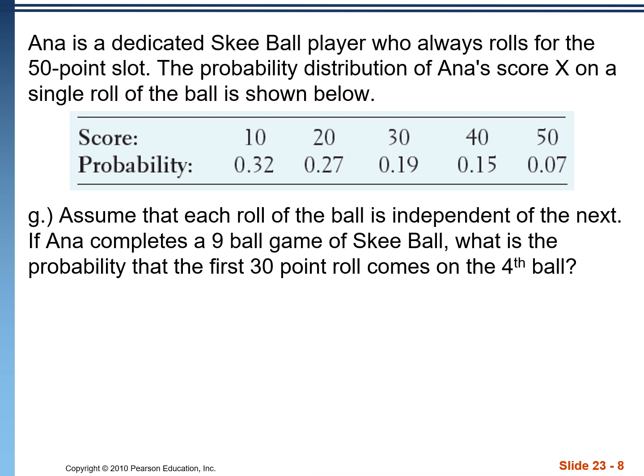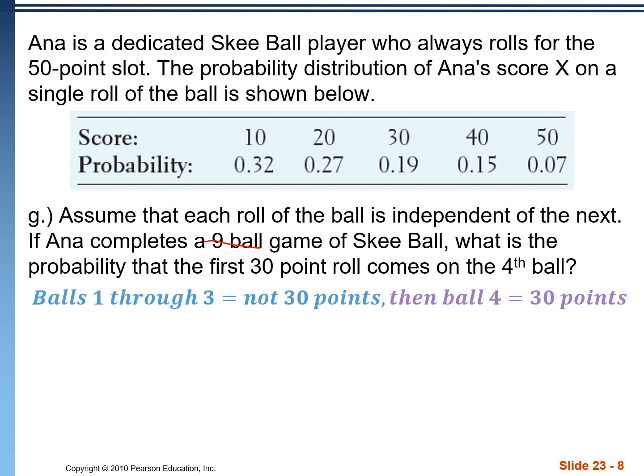If Anna completes a 9-ball game of skee ball, what's the probability that the first 30-point roll comes on the 4th ball? Now this wording right here is actually irrelevant. We don't care about the whole 9-ball game. We only care about the first 4 balls. And what we need to happen is we need balls 1 through 3 to be something other than 30 points, not 30 points. Then we get to the 4th ball, and we want that ball to be the first one that results in that 30-point score.